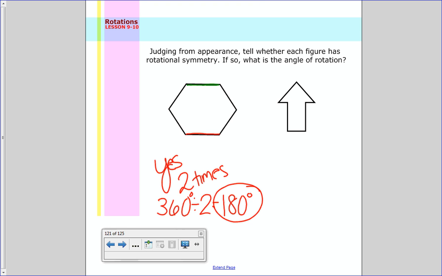Then you look at this arrow, and we know that it has that line of symmetry. But if I were to try to rotate it, is there any other time it looks the exact same? And looking at it, nope, nope, nope, nope, nope, nope. I go all the way back to the beginning. So is there any rotational symmetry here? That would be no. There we go.